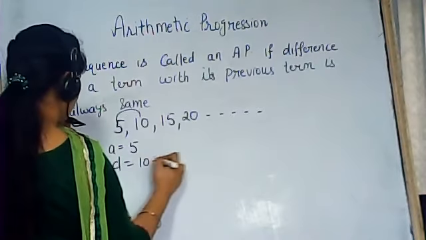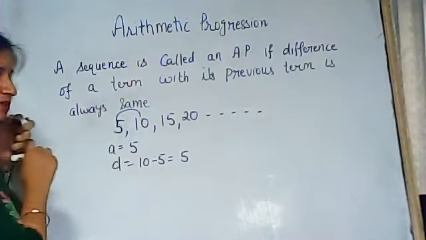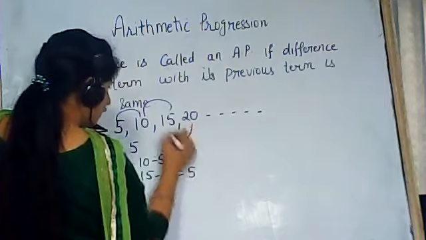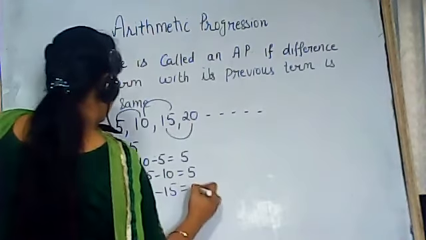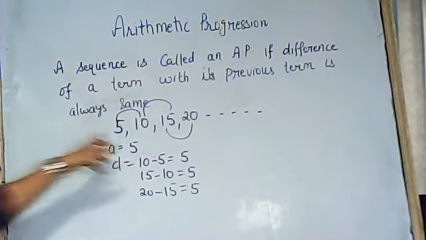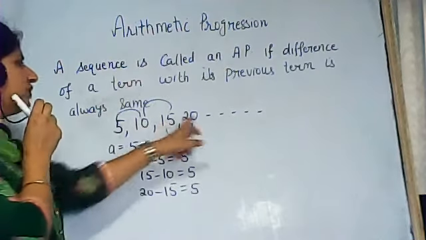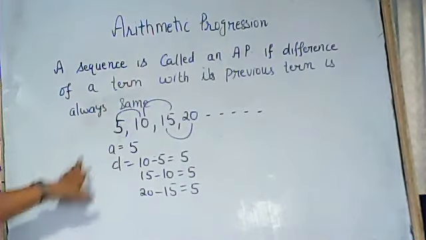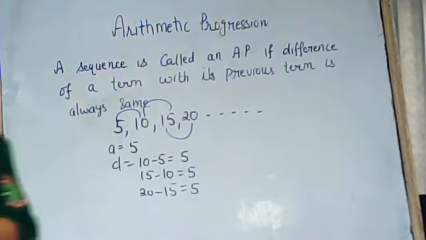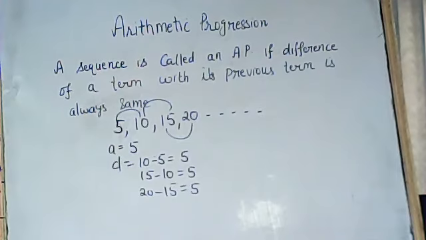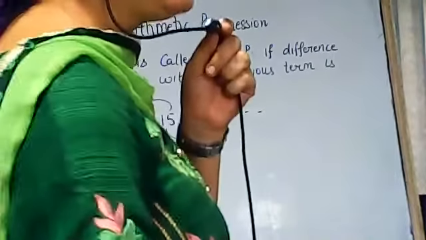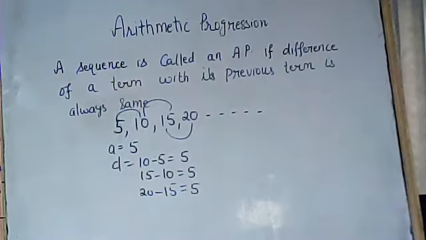Second term minus first term, that is 10 minus 5, is equal to 5. Third term minus second term is again equal to 5. Fourth term minus third term is again equal to 5. It means when we consider the difference of any term with its previous term, the difference is always same, which is equal to 5. Hence, we can say the given sequence is in AP. So from these two examples, we can conclude that any sequence or series will be in AP whenever the difference of any term with its previous term is always same.